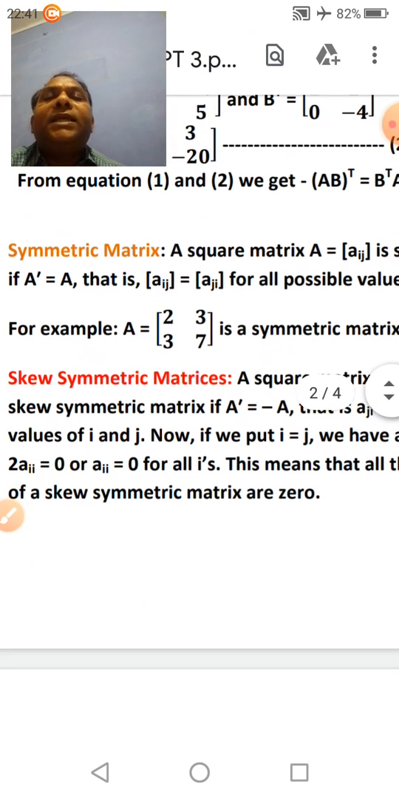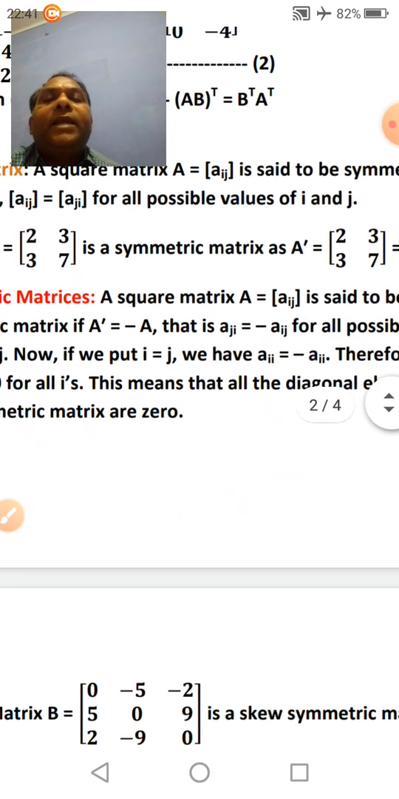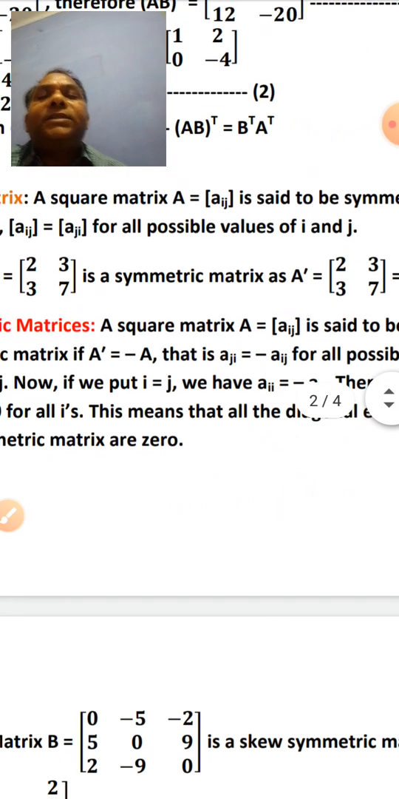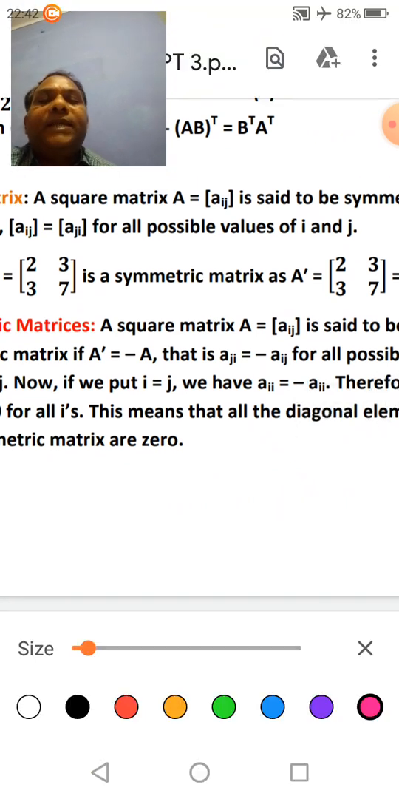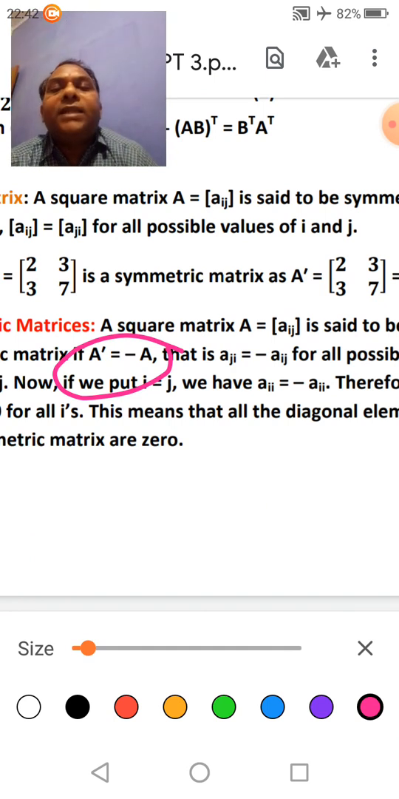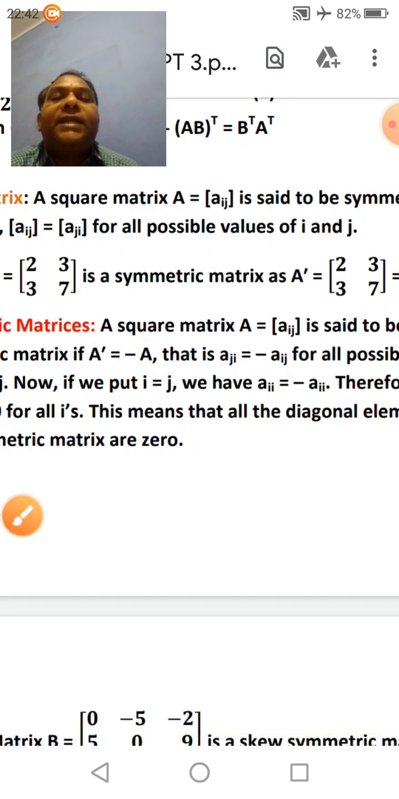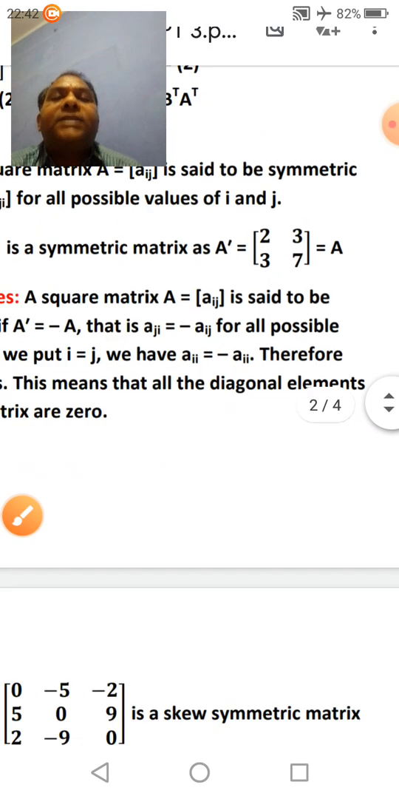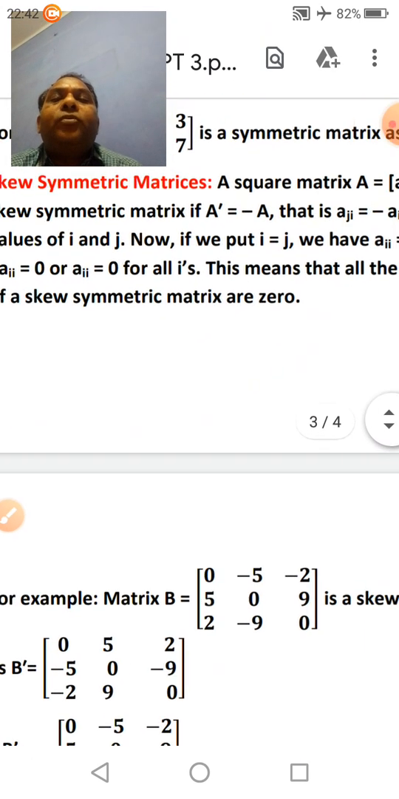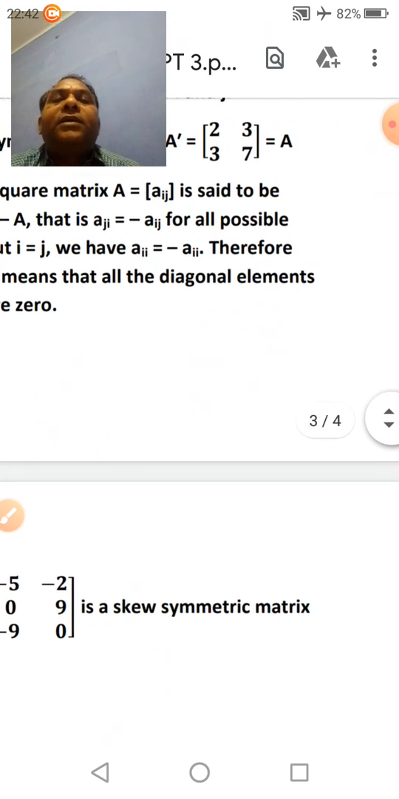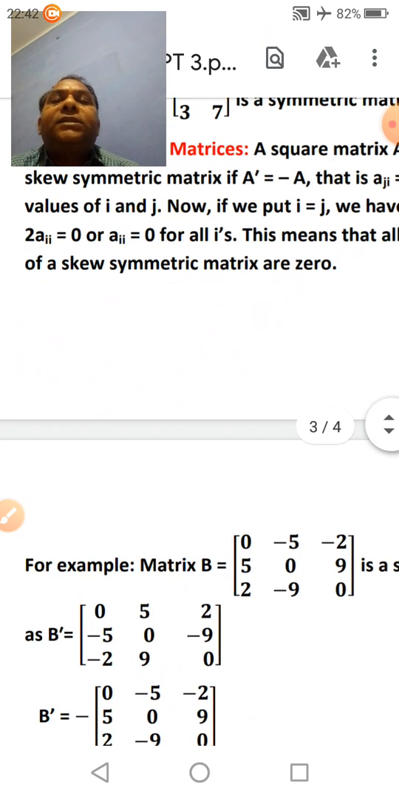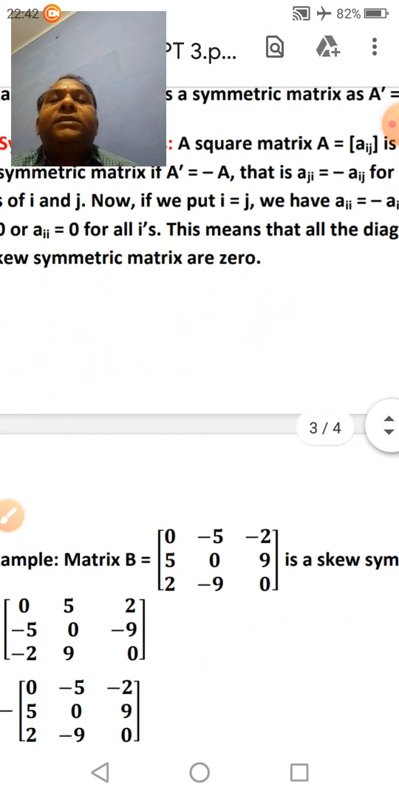Similarly, in case of a skew symmetric matrix, a matrix will be skew symmetric if A dash is equal to minus A, meaning the transpose of the matrix is equal to minus of the matrix. So a square matrix will be a skew symmetric matrix if A dash is equal to minus A. And you have to note that all the diagonal elements of a skew symmetric matrix are 0.